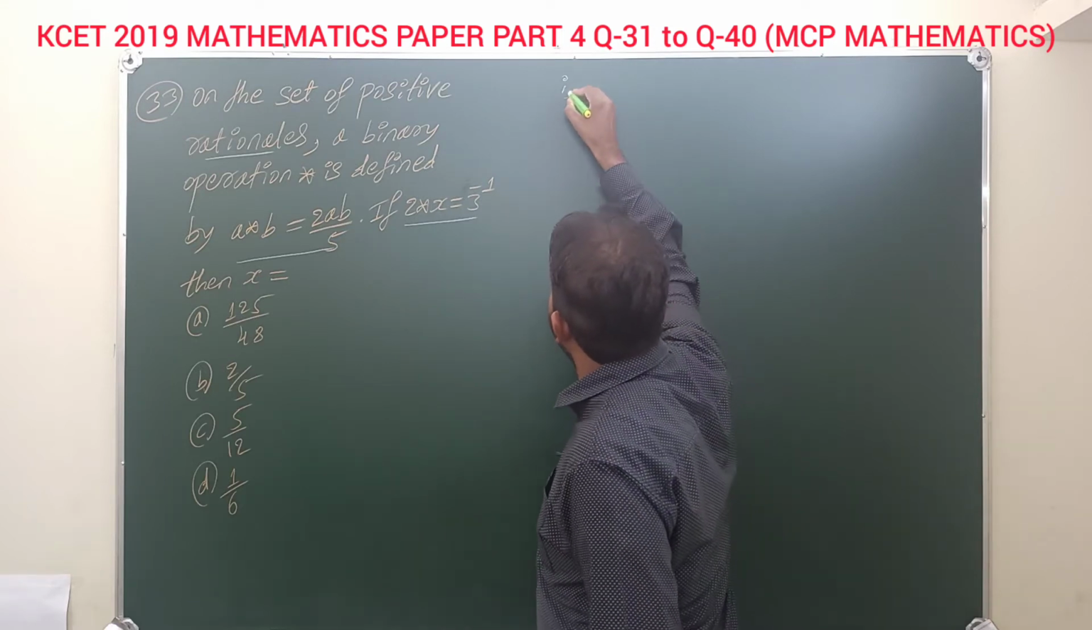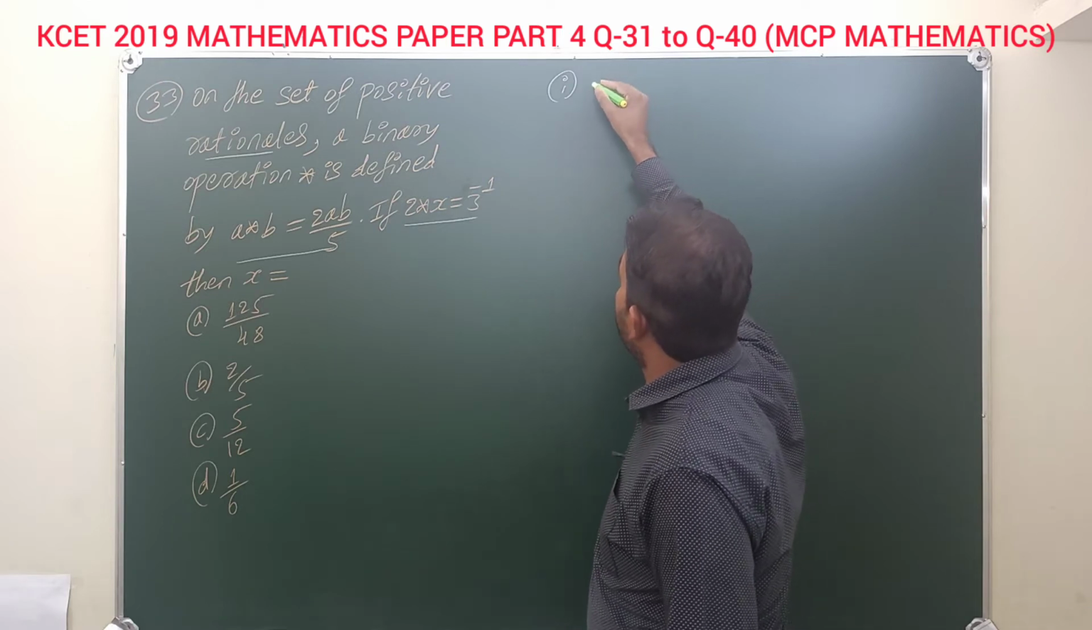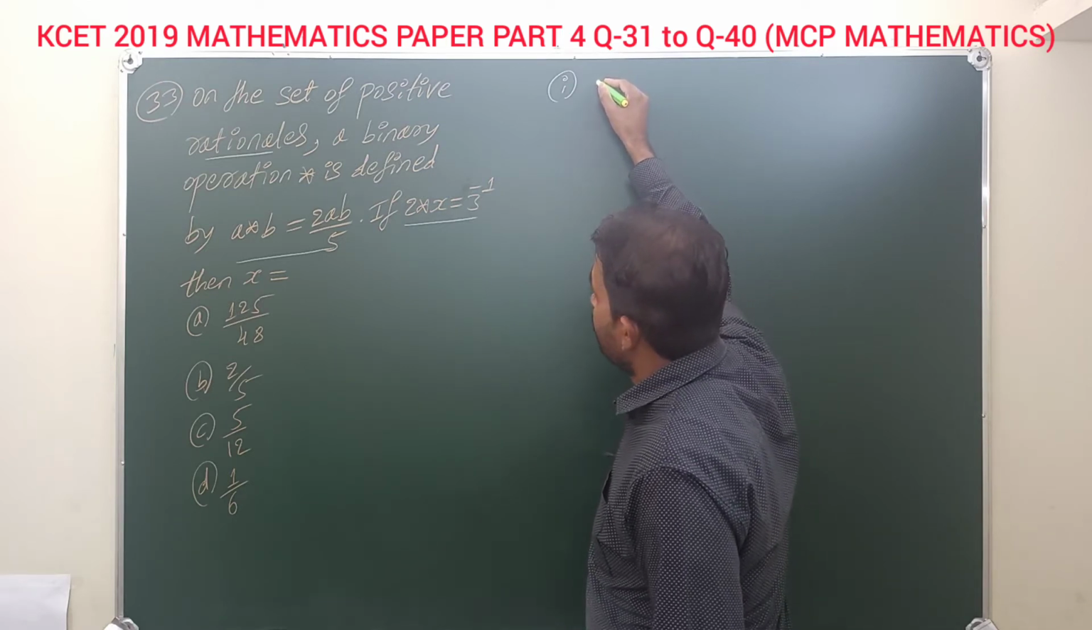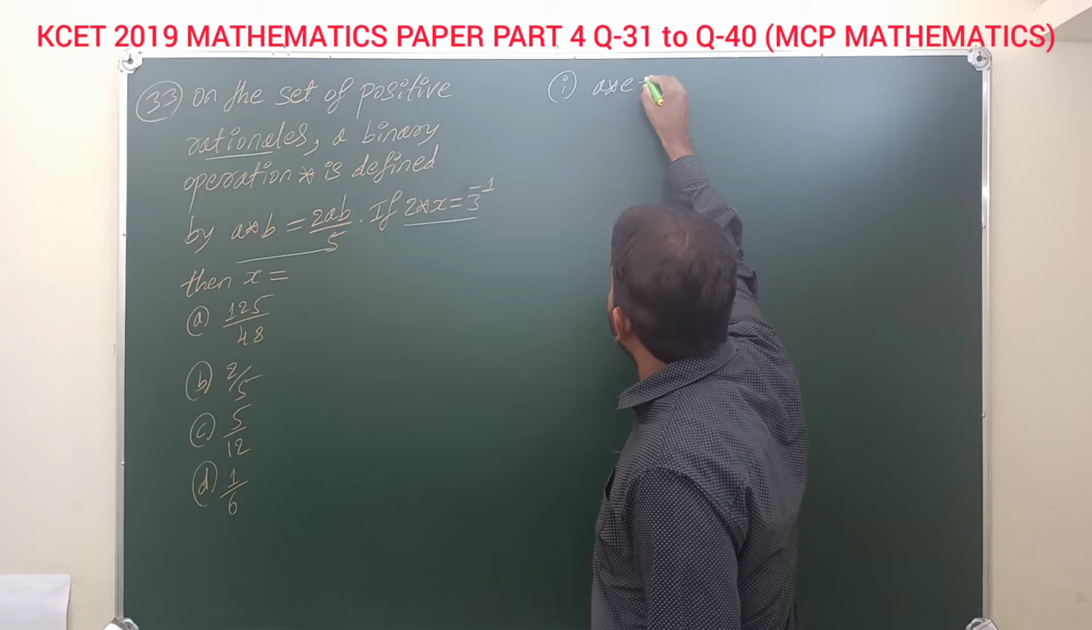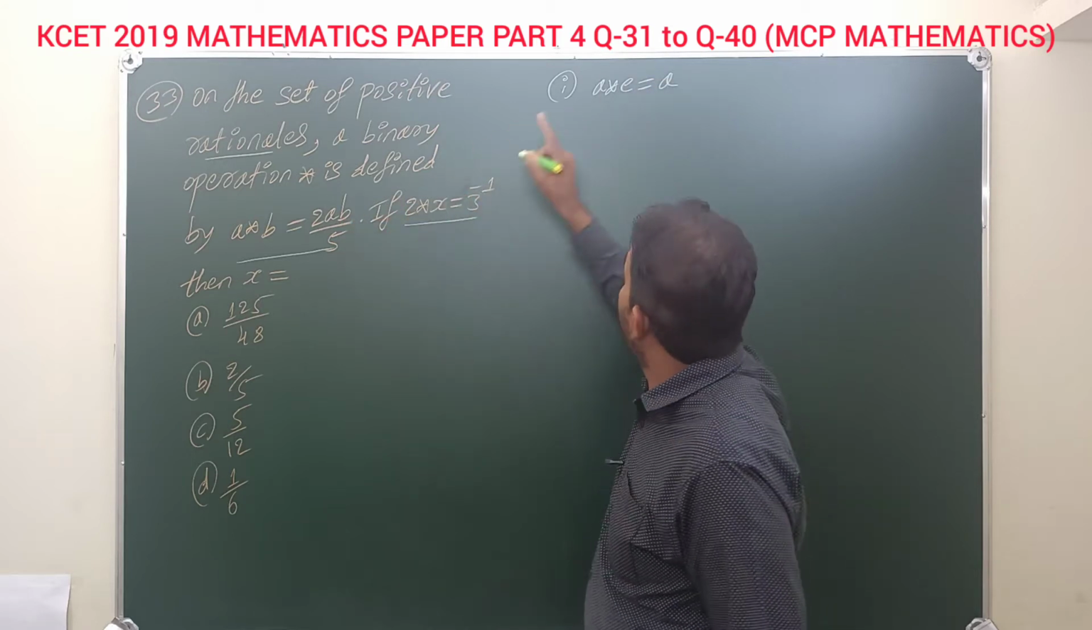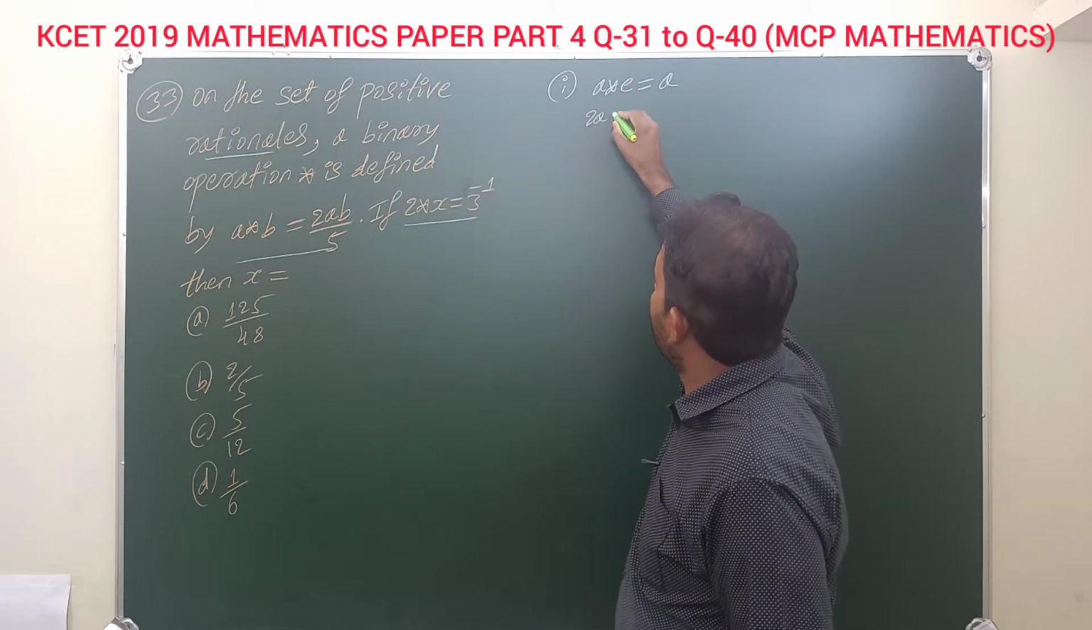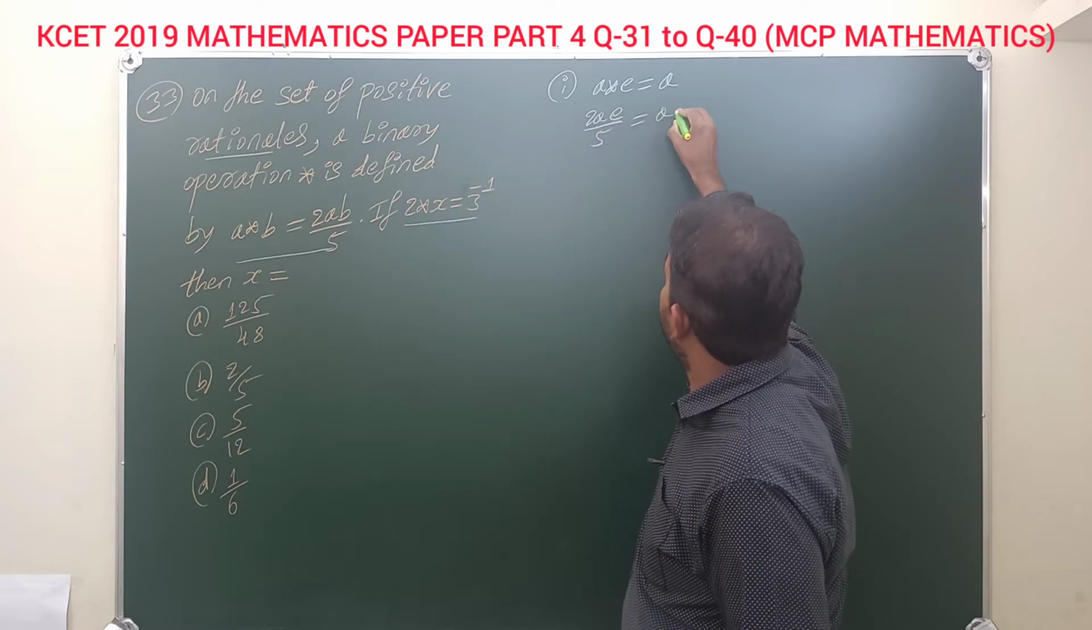So first we have to find the identity element using the identity rule. Here A star E is equal to A. According to the rule, A star E can be written as 2AE divided by 5 is equal to A, cancel.